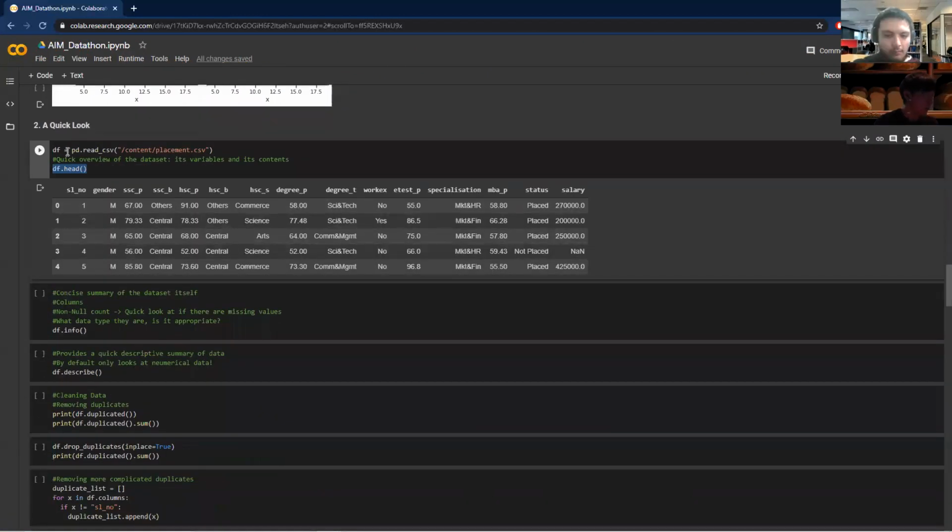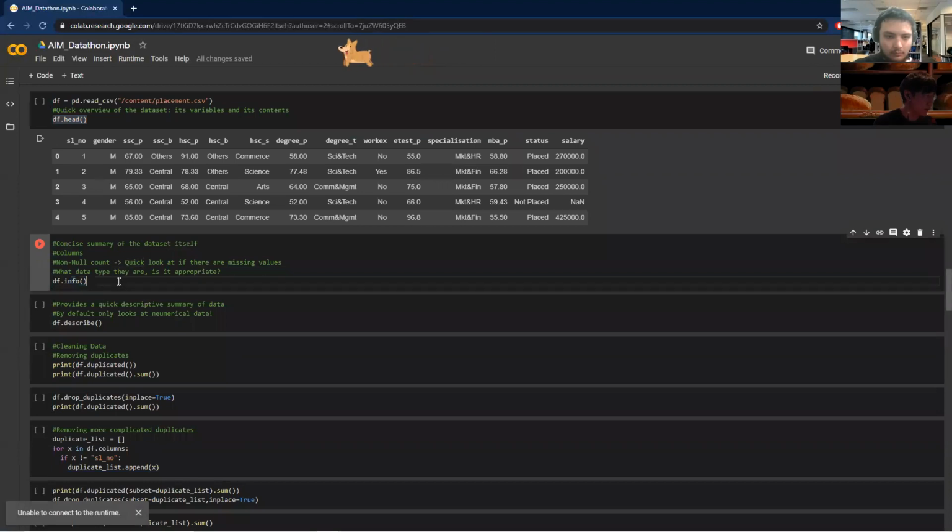But basically, when you have a data frame, Pandas lets you do all these easy summaries. And one is the head, which shows you the first 5 rows. And another thing you can do is this thing called info.